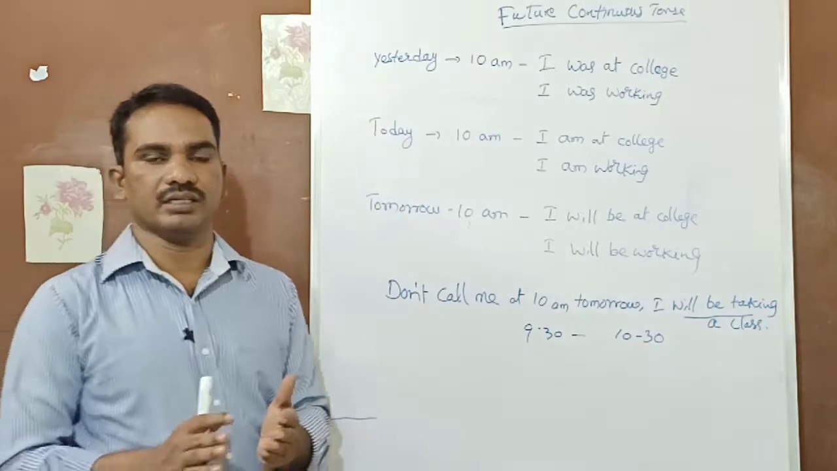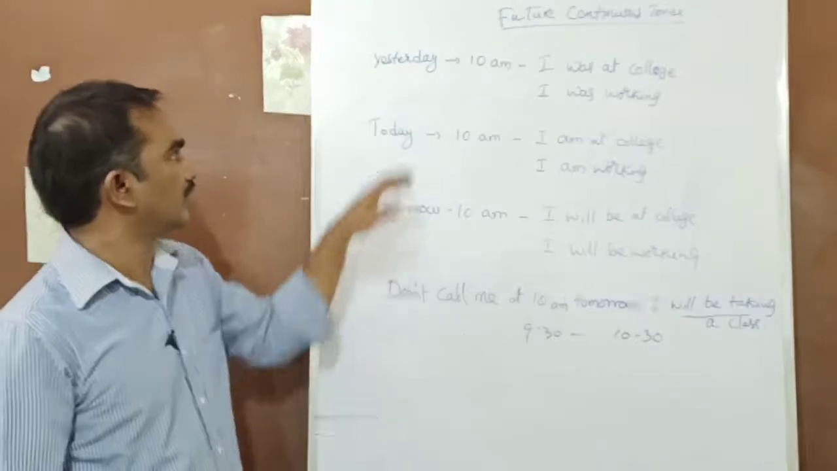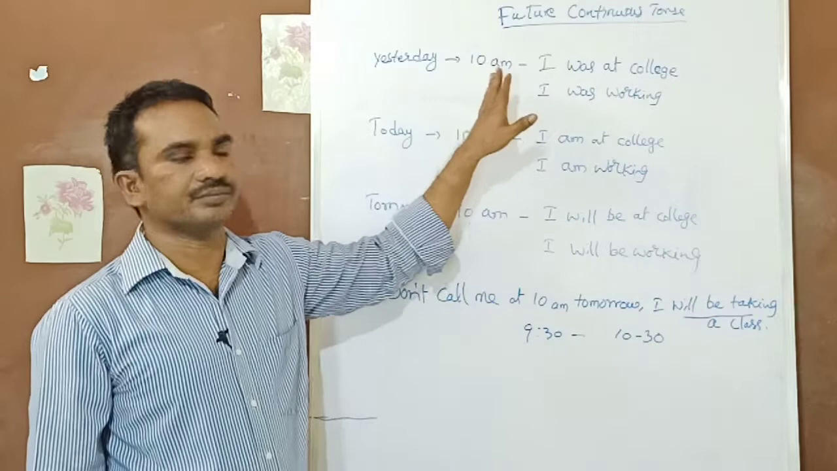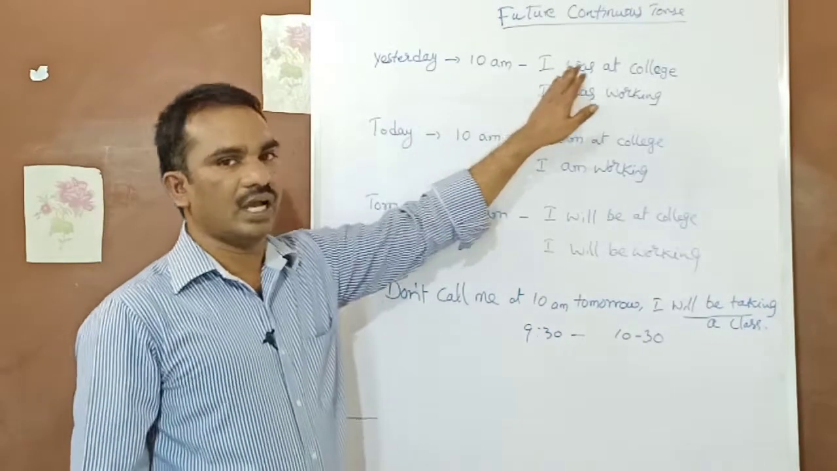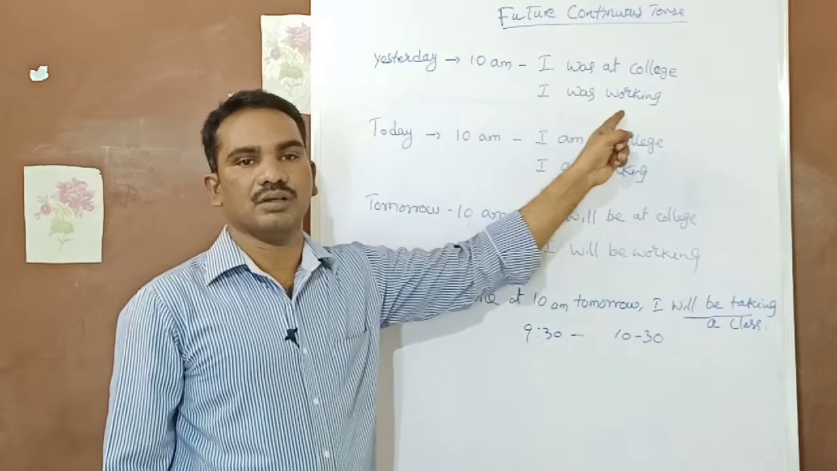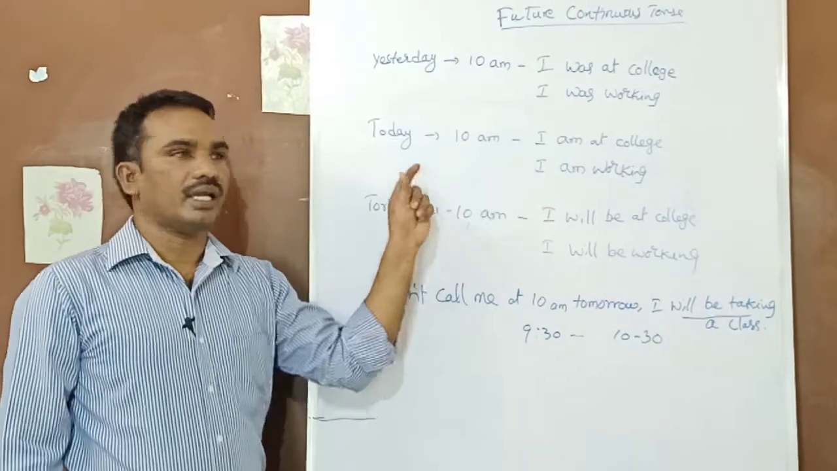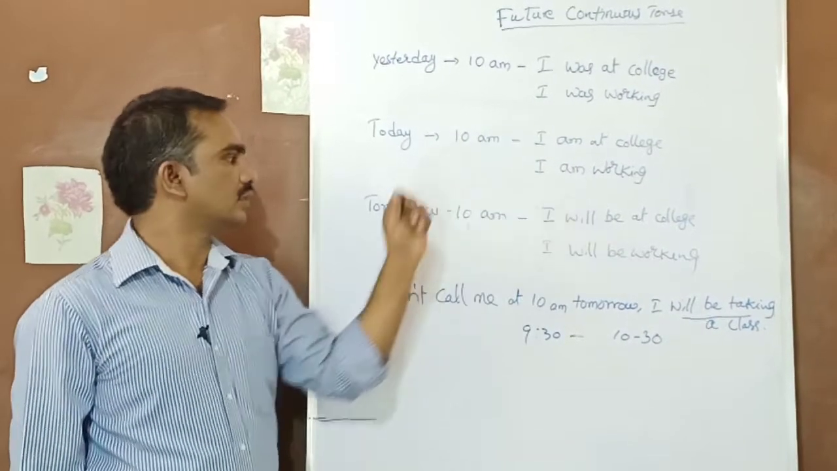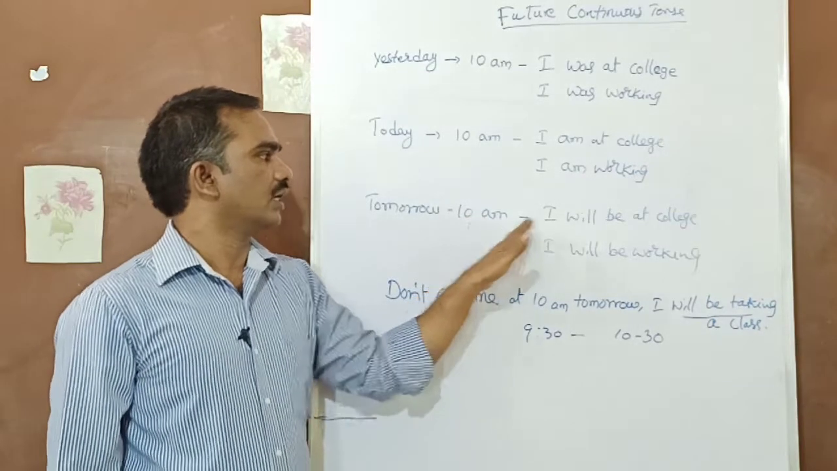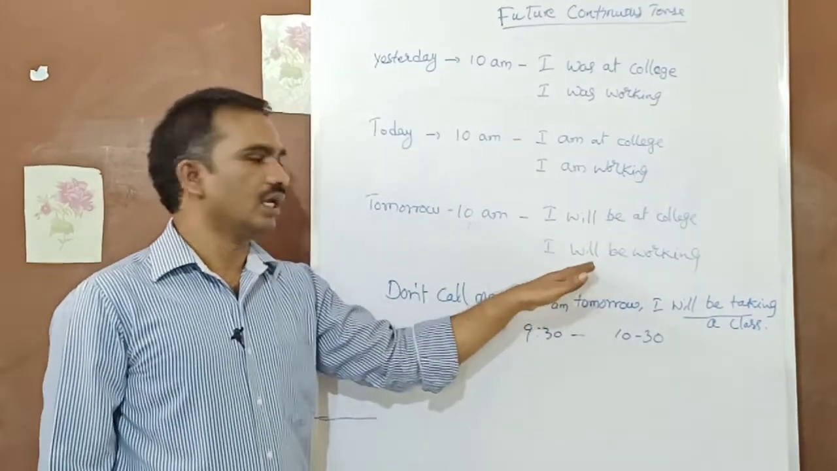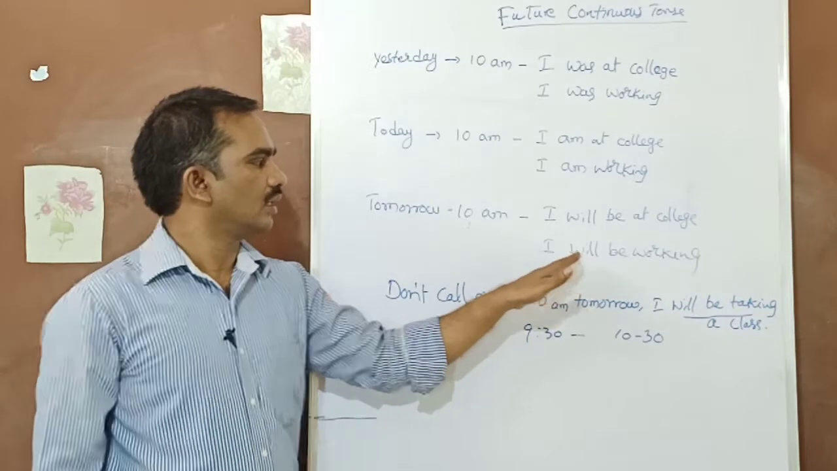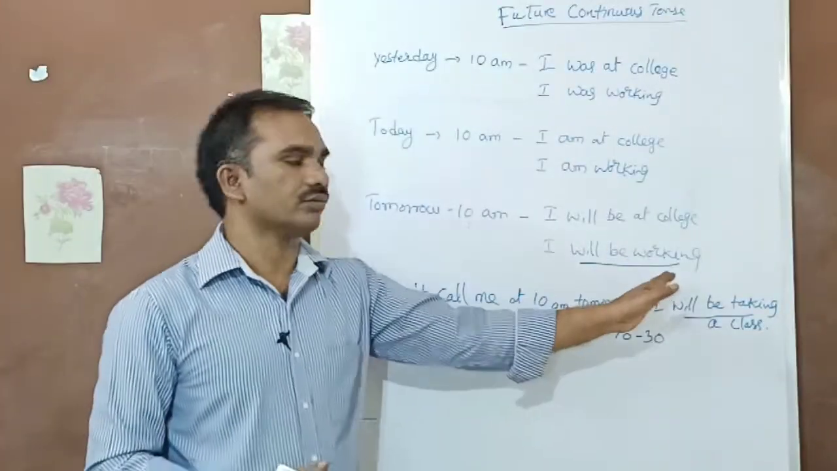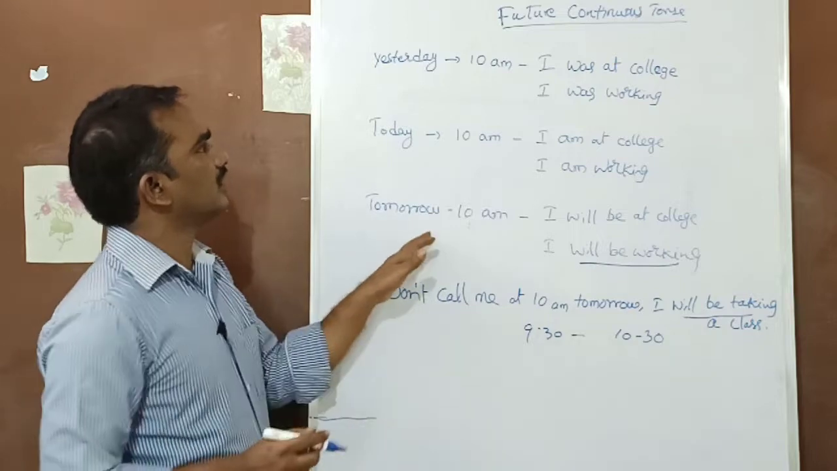To make it clear, look at this example. Yesterday at 10 a.m. I was at college. This is a past action. I was working. Today at 10 a.m. I am at college. I am working. Right? Tomorrow at 10 a.m. I'll be at college. I'll be working. So this is going to be in progress tomorrow. So it is future continuous tense.